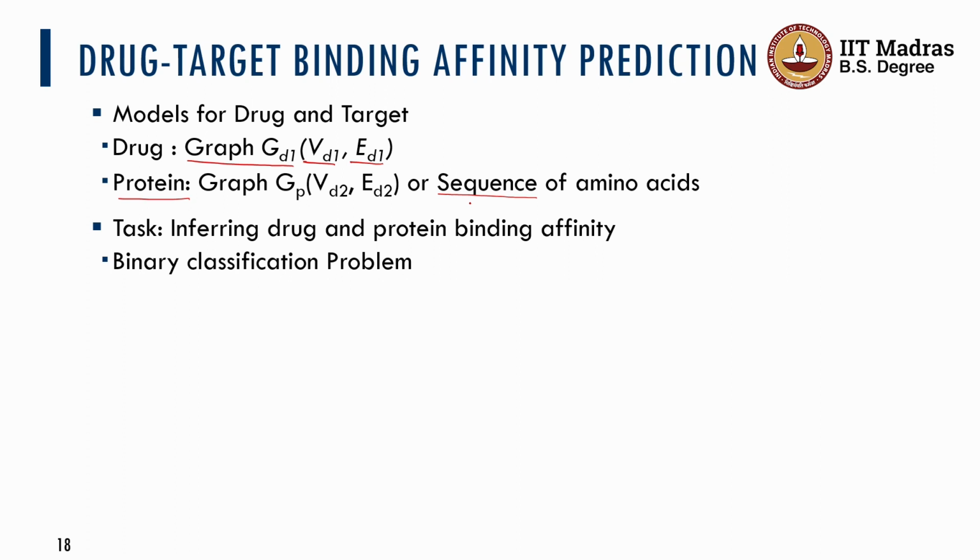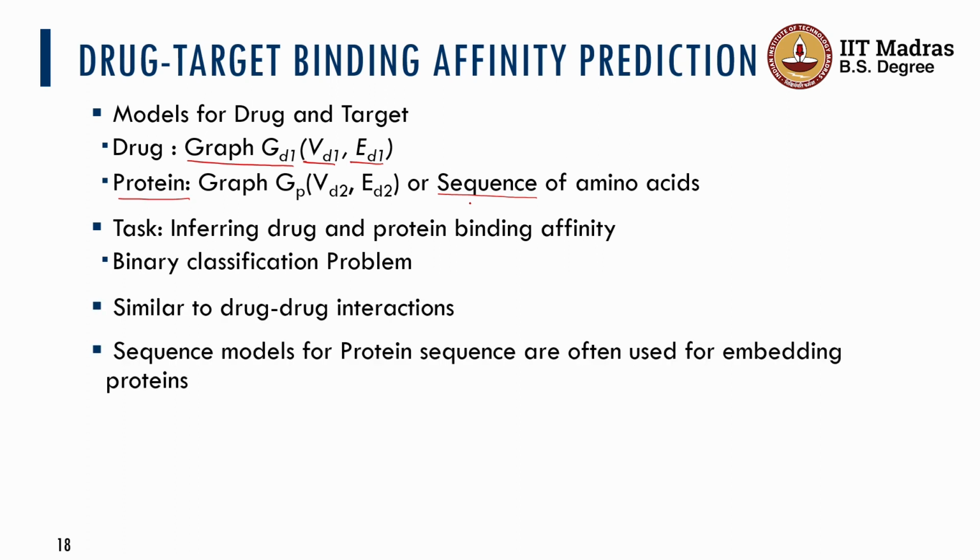Since I'm only interested in whether the particular drug and target have a binding affinity or not, it is again modeled as a binary classification problem. You can also predict the affinity level in terms of regression, so in that case, it will be a regression problem. However, I'm not quantifying it. I'm just predicting whether there is a sufficient binding affinity between the drug and the given target or not.